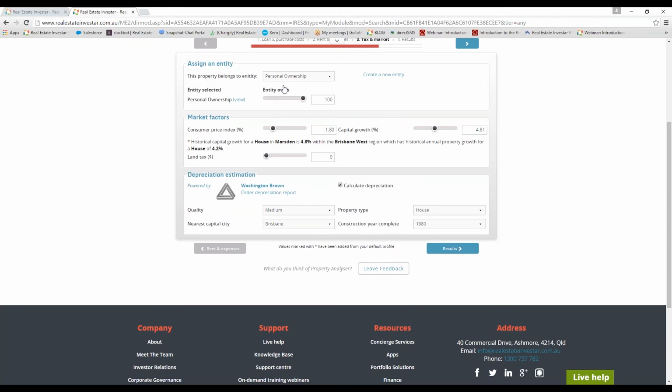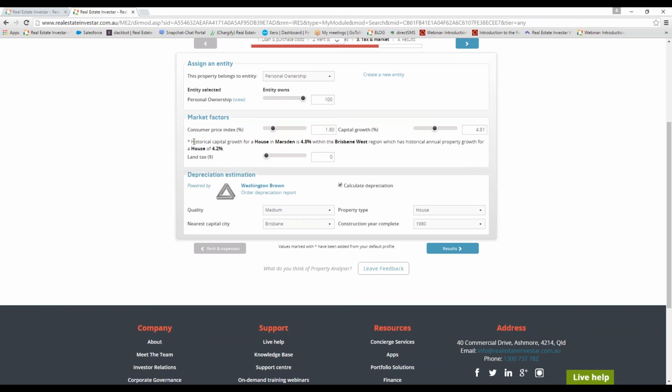Let's move through to tax and market. We're going to reflect that we purchased this property in our personal name. If you had purchased it in a trust or a self-managed super fund, you could create that additional equity here as well. We factored in consumer price index at 1.8. You can be a bit more conservative if you like, but that's pretty on par at the moment.